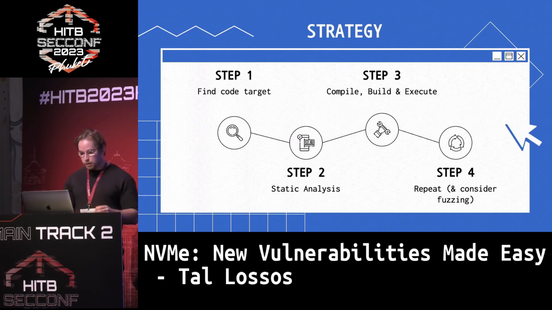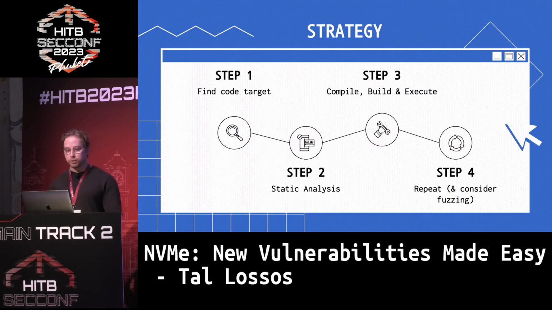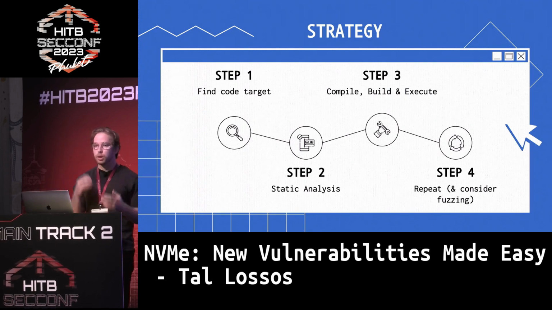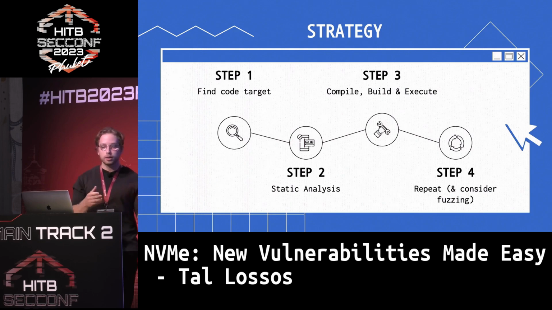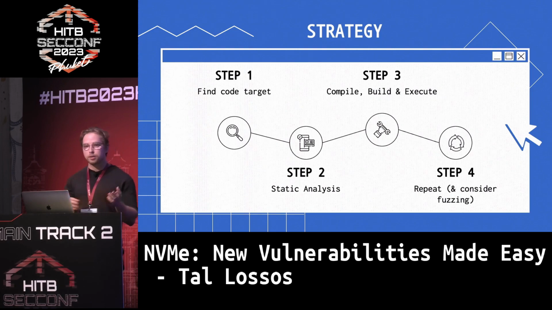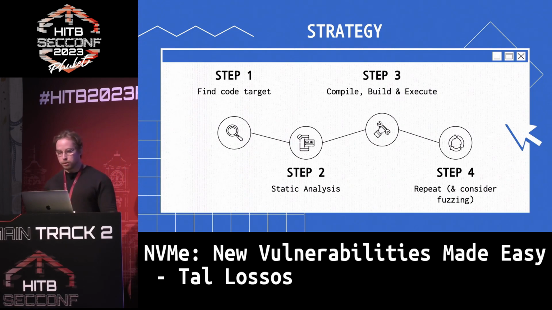So what will be our strategy in open source research? First of all, obviously, we need to find the source code, whether it's GitHub, GitLab, wherever it is, just get it. And then we can start by looking at the code, static code analysis, looking with our own eyes, using our existing tools or available tools. And after we found a potential bug, we can compile it, build and execute it, hopefully trigger the bug. And lastly, we can repeat the whole phase and maybe consider fuzzing, and more about this very soon.